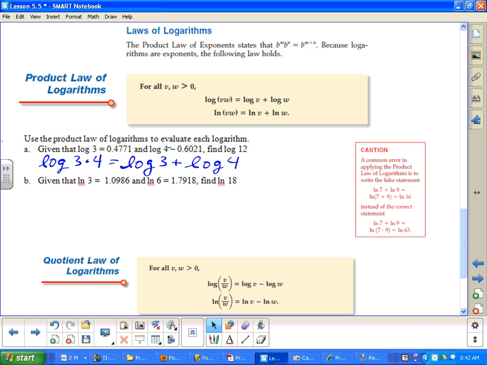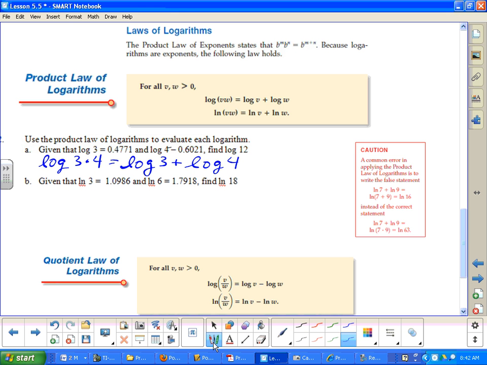Then all we're going to do is take those two numbers and add them together. This equals 0.4771 plus 0.6021. It gives you the numbers here, so you could do this without a calculator.